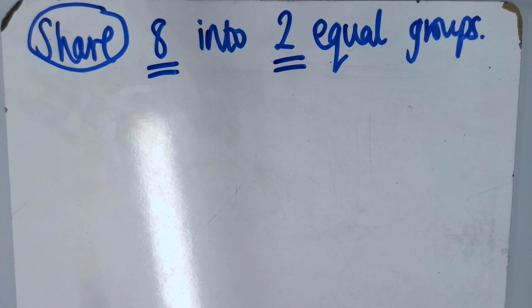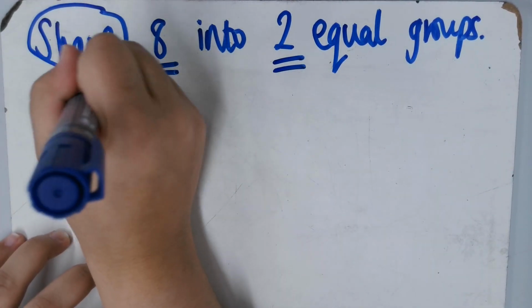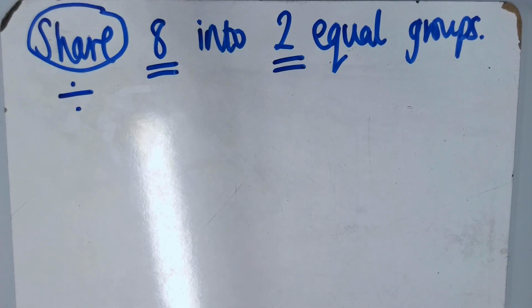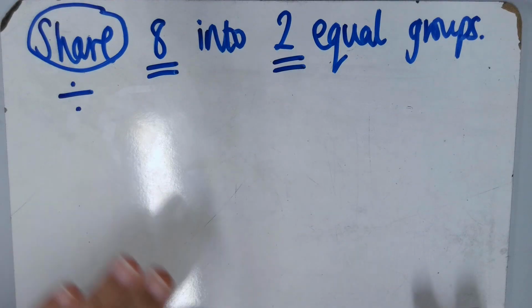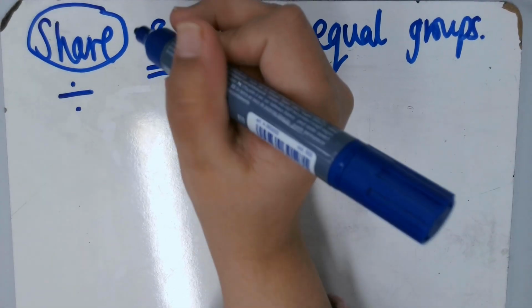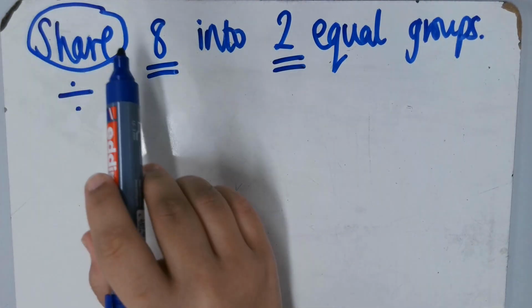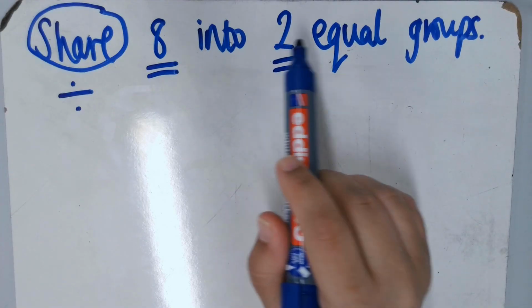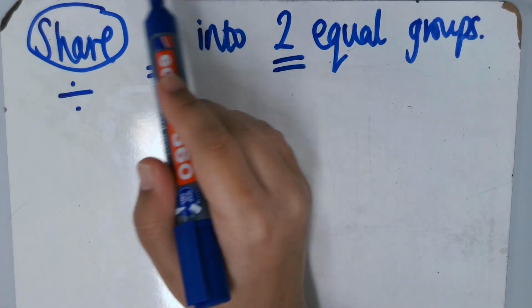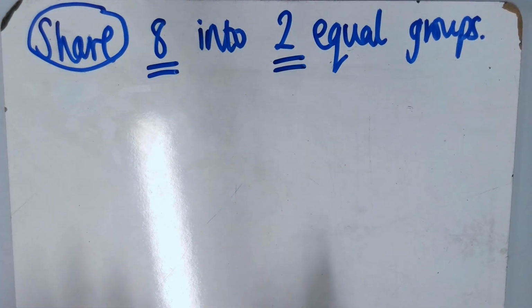This is interesting. Immediately, when I see the word share, I already know that this is a division problem. Sharing means I've got something and I want to share it out. I need to divide that number into some groups. Okay, I've got the number 8. If this is a division equation and they're asking me to share 8 into 2 equal groups, I know that 8 is my whole. And I remember that in division, we always start with the whole.